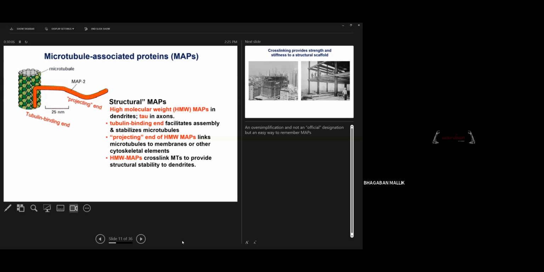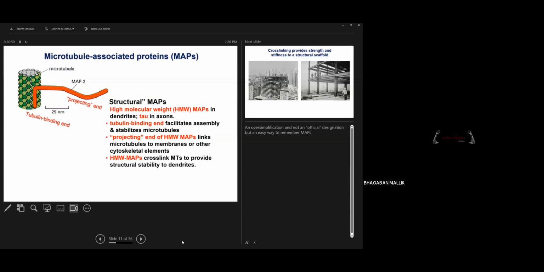Okay, so it consists of the MAPs, mostly high molecular weight MAPs, which are mostly present in the dendrites. From the cell body, you have the projections coming out called dendrites. Those have the high molecular weight MAPs. Another MAP is called tau, and that is present in the axon. That also helps the axon to support. So the high molecular weight MAPs are present in the dendrites and tau is present in the axon. These are the microtubule associated proteins.